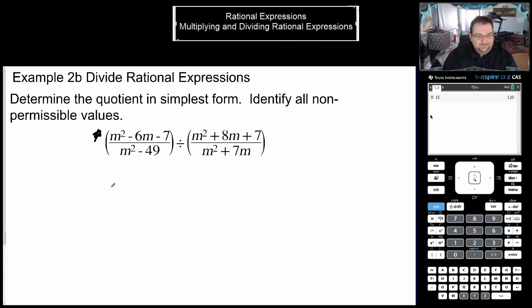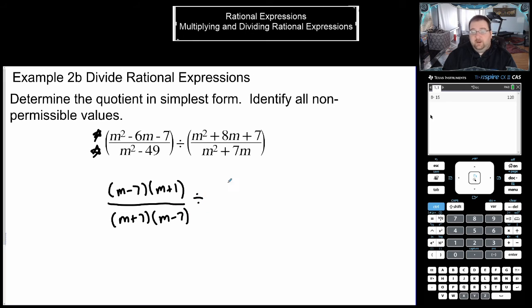I'm going to start by factoring out this numerator. This is going to be m minus 7, m plus 1. I'm going to do this denominator now. We're going to have m plus 7, m minus 7. I'm going to keep it as division for now, but I'm still going to factor. This is going to be m plus 7, m plus 1, and we're going to divide that by here. We're going to factor out an m, and it's going to be m plus 7.